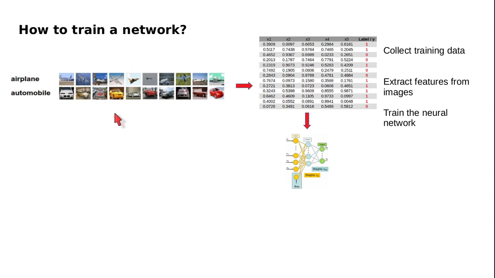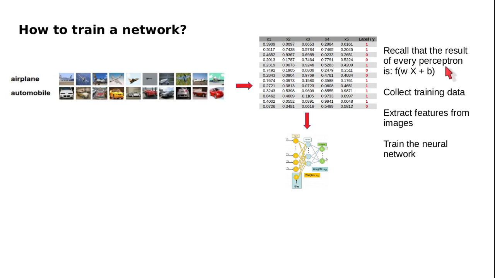Let us say the problem that we want to work on is, given an input image, recognize whether there is an airplane in it or an automobile in it. In order to do this, we would need a large training dataset containing multiple images of airplanes and multiple images of automobiles.